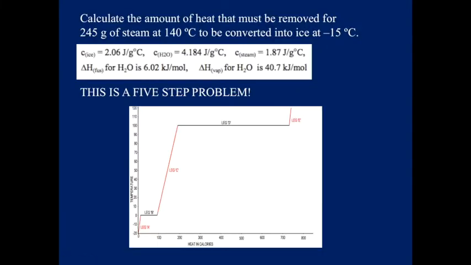Now, on the test that will be coming, you will have a problem like this. The amount of heat that must be removed for 245 grams of steam at 140 degrees Celsius to be converted into ice at negative 15 degrees Celsius. This is a 5-step problem, just like the graph. 1, 2, 3, 4, 5 different steps.